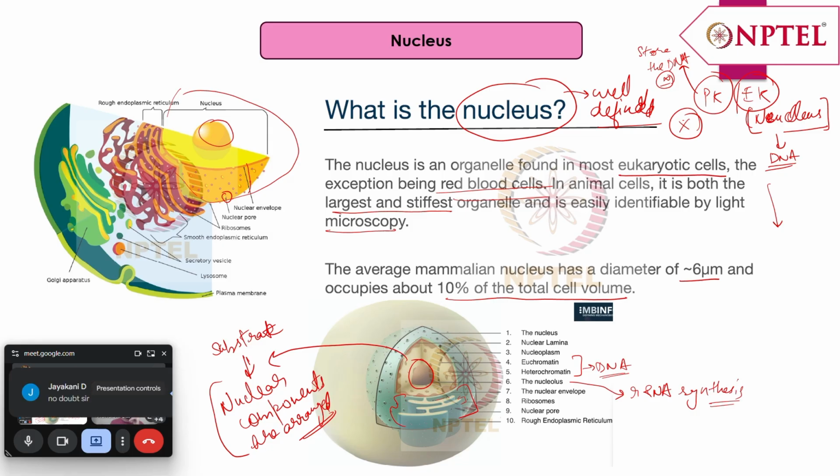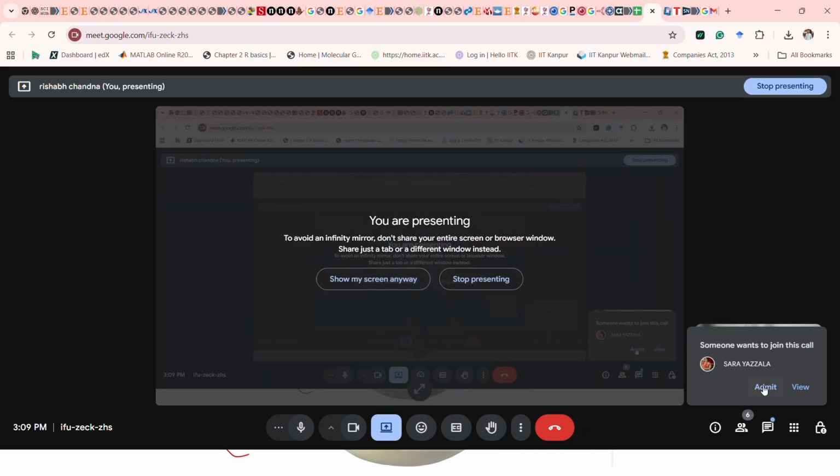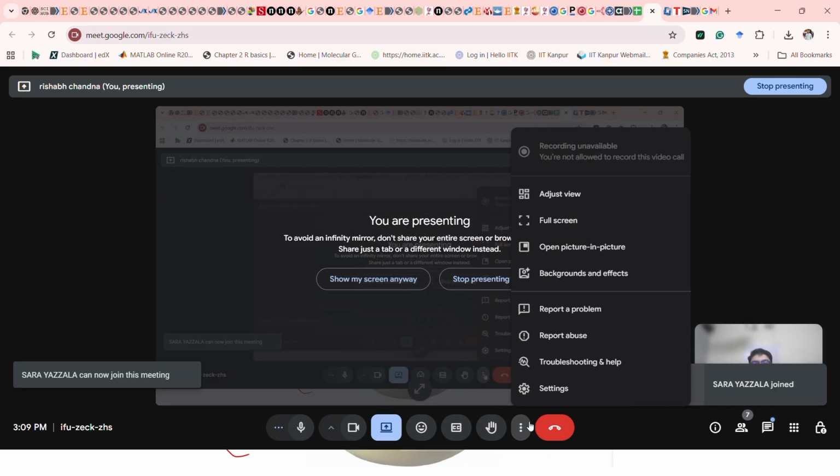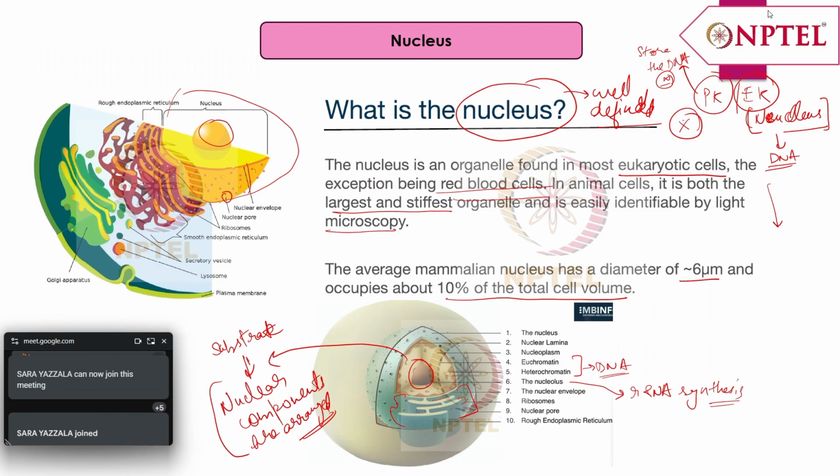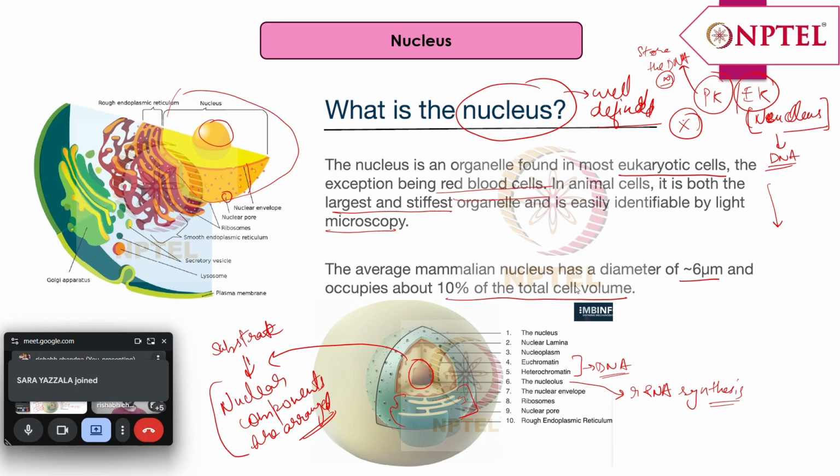Okay, so let's move on to the next question. Sir, can you please elaborate on the nuclear pore? Okay, actually we'll be discussing that in a couple of slides more. I'll explain the structure and how it functions then. Will that be fine? Okay, so let's move on.